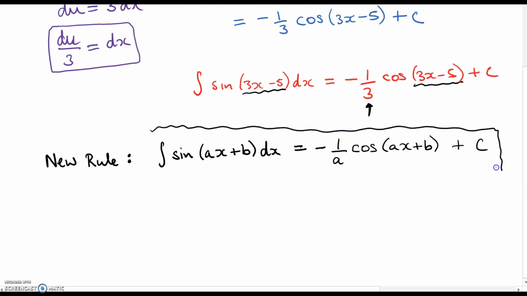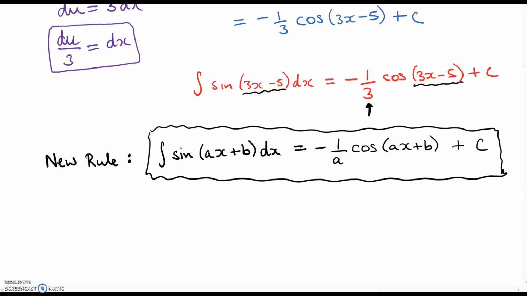Now, some people decide to try learning that rule. Other people just do the u-substitution, using the basic rule that the integral of sine is negative cosine. So whichever you like, if you think that it's worthwhile learning this, because if you do learn it accurately, it saves time if you know how to apply it. But that's a choice that's up to you.